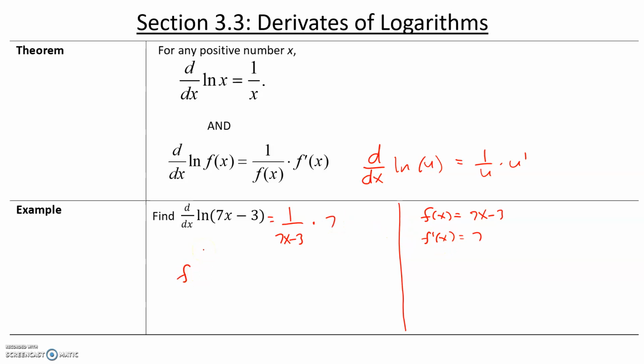So the derivative of the natural log of 7x minus 3 is equal to 1 times 7 is 7 over 7x minus 3. Just remember that 7 is like 7 over 1. So we multiply the numerators and then multiply the denominators.